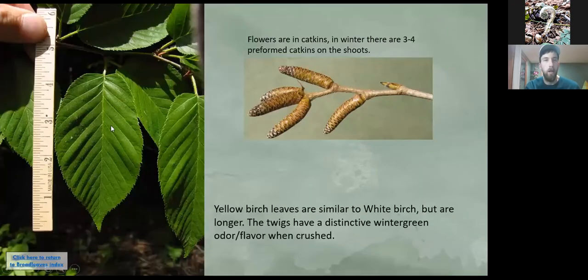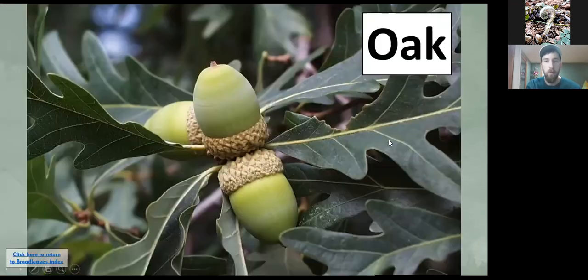Here we'll look at the leaves. Very, very similar to our paper birch foliage. They typically tend to be longer and larger, but that's not always the case. And as with all birch, the flowers are in catkins, so almost like a very small cone is the way I describe it, but that's endemic of all birch trees.